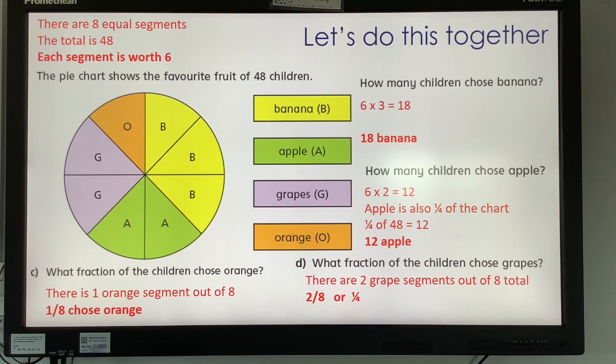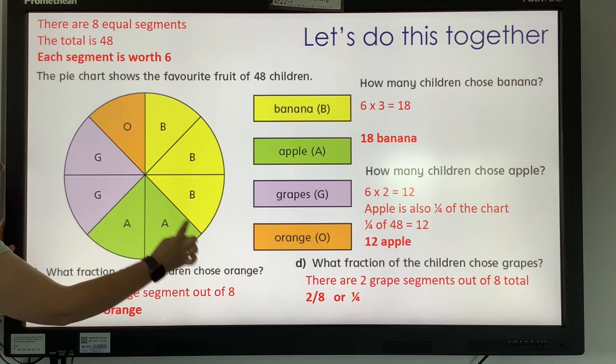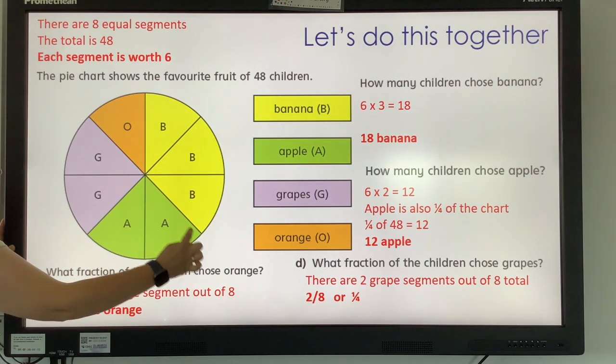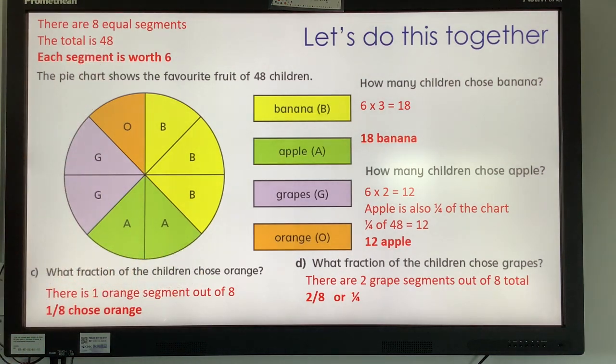The other way of knowing that is you can see that this represents a quarter. The green is a quarter of our pie chart. And if we know the total is 48, we know that half of that is 24 and half of that is 12. So we know that 1/4 of 48 is 12. So 12 children chose apple.